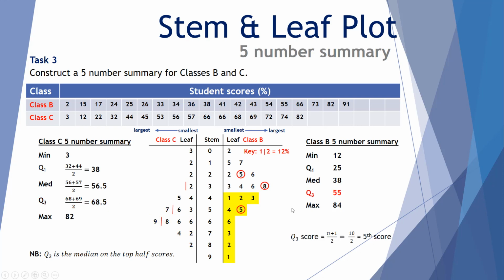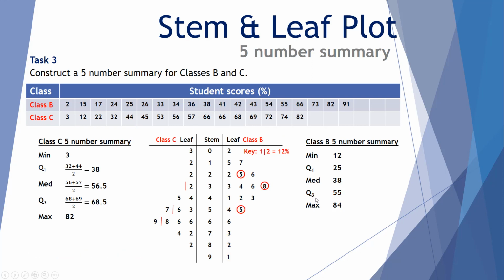On the right hand side, looking at Class B, we've got 1, 2, 3, 4, 5, 6, 7, 8, 9 numbers in our top half of data. 9 plus 1 is 10 divided by 2 is the 5th score in our top half. So we start at the middle and we work out 1, 2, 3, back to the middle, 4, 5. So 55 is the median of the top half numbers, or what we call our third quartile, Q3. So there's our 5-number summary for our Class C and our 5-number summary for Class B.